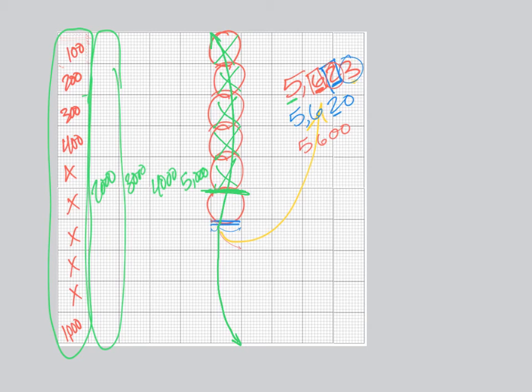And again, I can see that anything below 5,500 is going to round to 6,000. Anything above is going to round to 5,000. And I can tell that this number, 5,623, is below that. And so I would round that to the nearest 1,000, which would be 6,000.